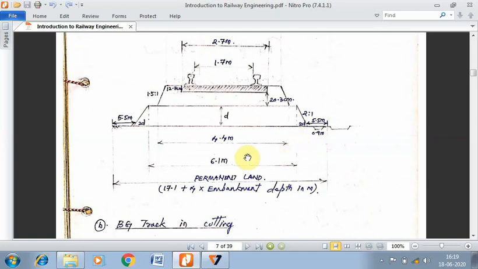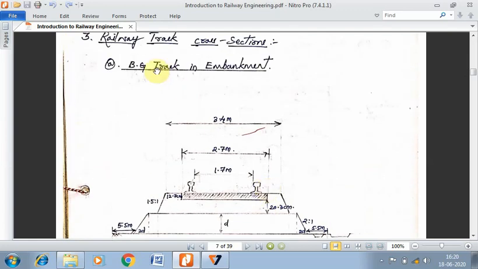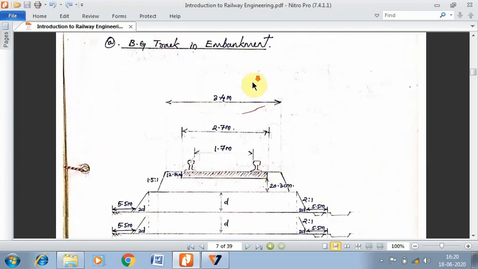So apart from this, you need to remember the permanent land and the equation for the permanent land that needs to be reserved for the construction, maintenance and expansion of these kinds of tracks. So normally the permanent land for a single track would be equal to 17.1 plus 4 times the embankment depth in meters. So this is the general equation that you need to remember about the permanent land to be fixed for a broad gauge track in embankment, right?